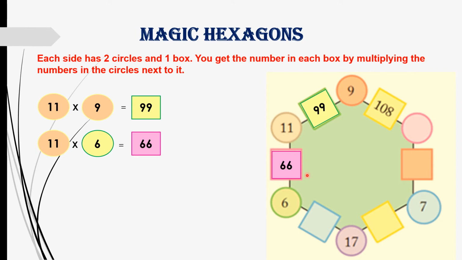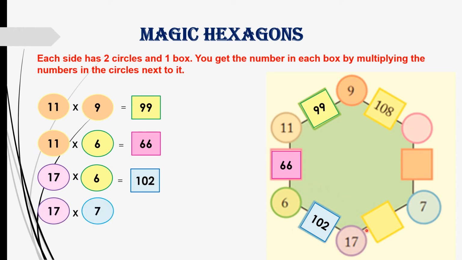Then I have 17 and 6 in circles. So 17 multiplied by 6 is 102. Now you all know the rule. The rule is to multiply the numbers in the circles to find the number which is in the box, and that should be on the same side. Okay. Now 17 multiplied by 7 will give me 119 and I am going to fill this 119 in the box.